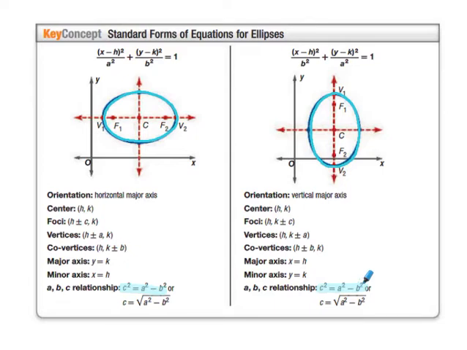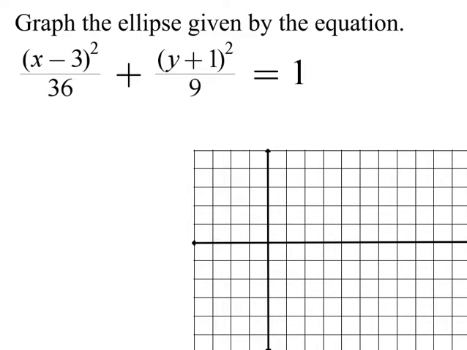Now we're just going to jump right in with an example because I think it's best to learn that way, especially on this. It says graph the ellipse given by the equation. The very first thing we're going to do is find the center, the same way we found the vertex in the parabola. Based on that, what do you think the center of this ellipse is? 3, -1. Remember how we got that? The opposite and the opposite.